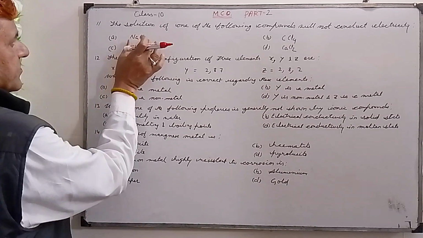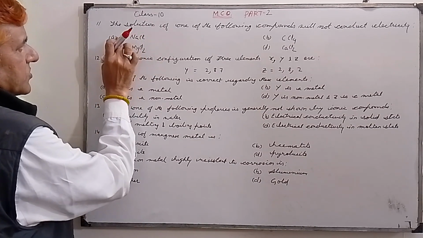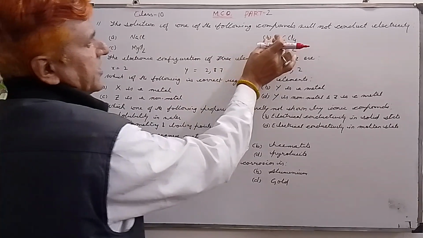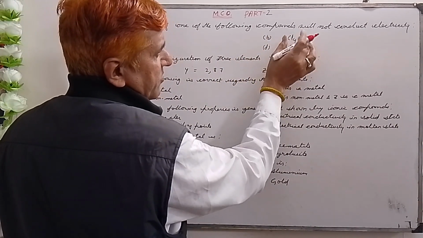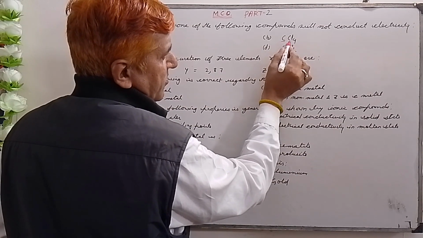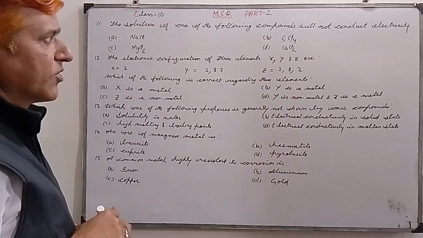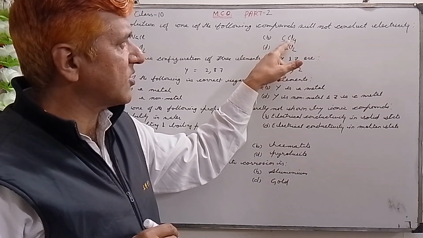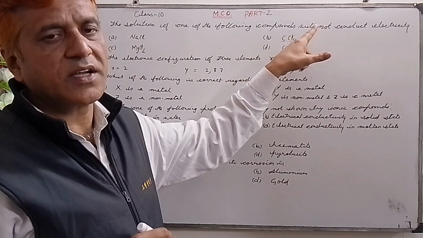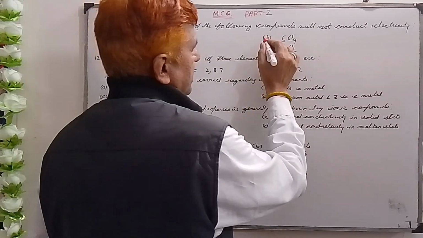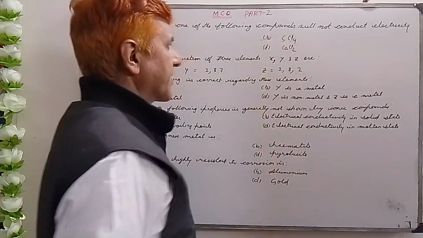So A is an ionic compound, so it will conduct electricity. B is carbon tetrachloride. So this is a covalent compound. Why covalent compound? Because this is made up of non-metal and non-metal. Carbon is non-metal, chlorine is also non-metal. So covalent compounds will not conduct electricity. So our correct answer is B.